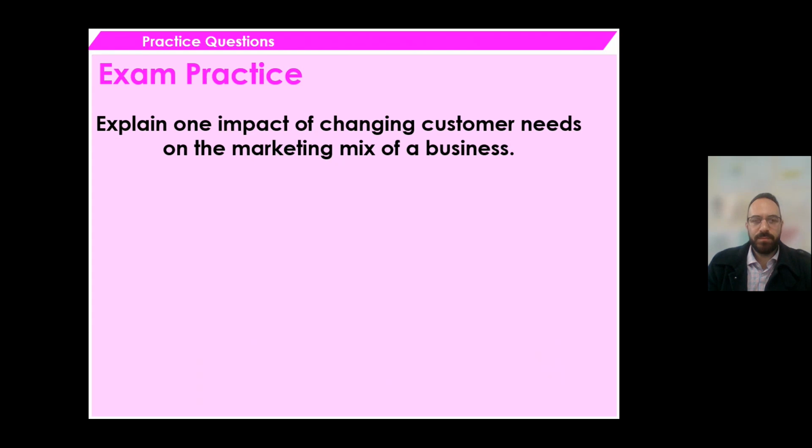So I want you to explain one impact of changing customer needs on the marketing mix of a business. This is a 3-marker, it's 1 BLT. Explain one impact of changing customer needs on the marketing mix of a business. Sometimes it might help to think of an example. Use your example to help you unpack your ideas to make sure that your examiner really knows what you're talking about. Show them that you know. All right, 3 minutes, pause the video here, and we'll keep going.